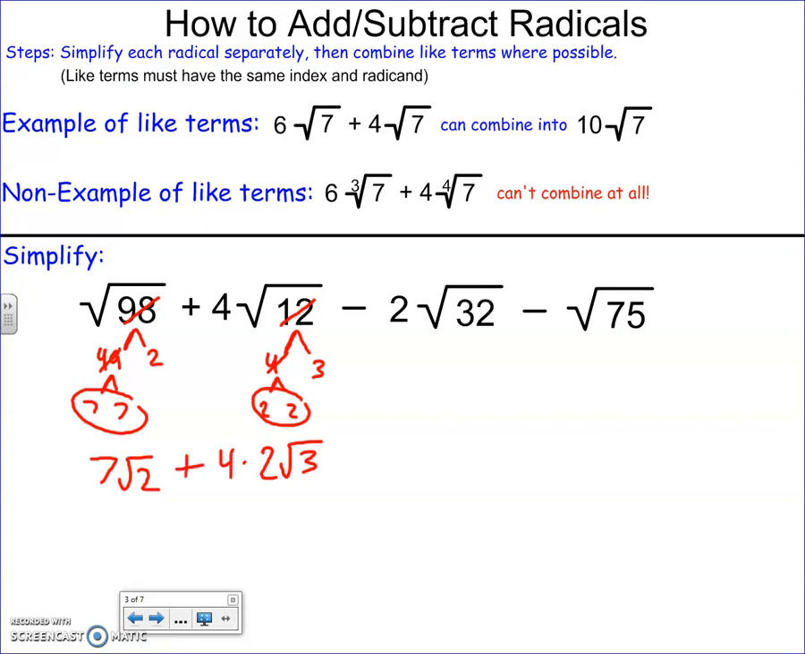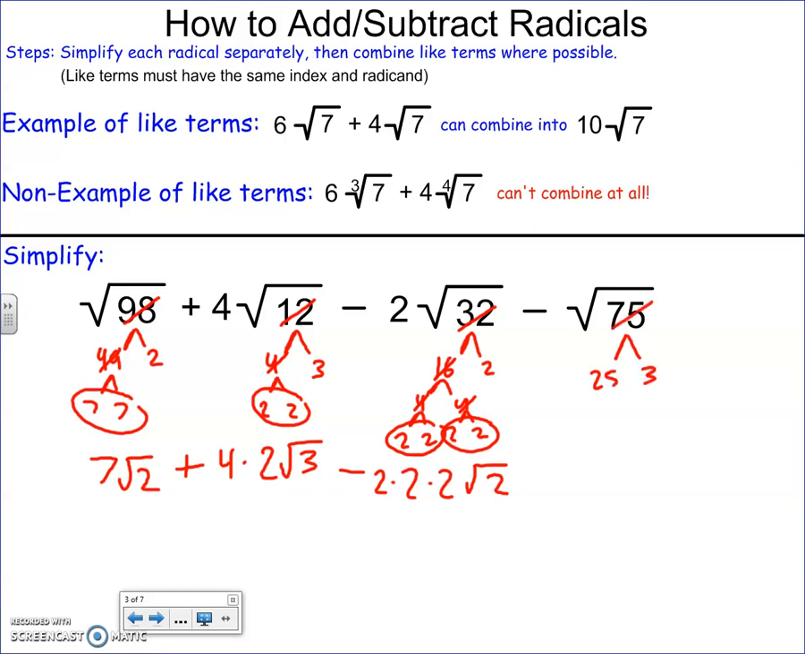This next one, square root 32. That's 16 times 2. 16 is 4 times 4. I could break this down further. 2, 2. 2, 2. Here's a pair. Here's another pair. So 2 2's comes out. That last 2 stays inside, and don't forget the 2 in front. That's a minus sign. And last, 75 is 25 times 3. 25 is 5 times 5. Here's a pair. 5 comes out, that 3 stays in, and there's a minus in front.